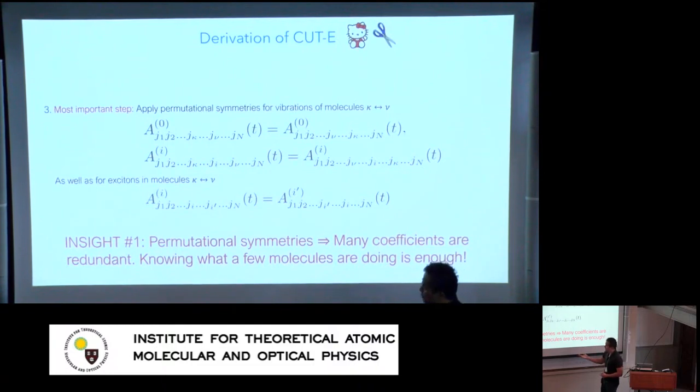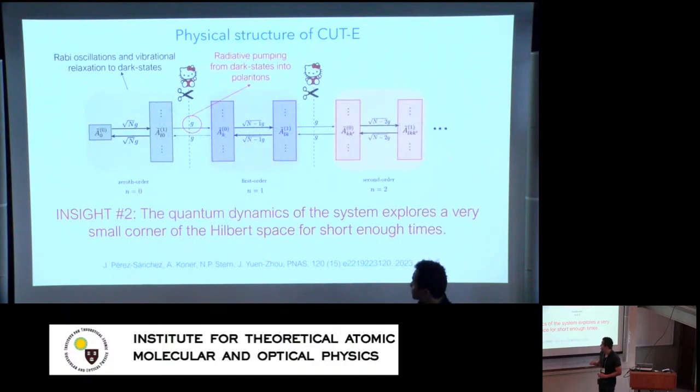And here is the first important step. The important step is to recognize that because all the molecules are identical, and we will leave the restriction of this identicality in a moment, there are a lot of symmetries of the different coefficients of the many-body wave function. If you swap 2 different vibrations or 2 different excitons, you will get the same coefficient. So insight number 1 is that permutational symmetries imply that many coefficients are redundant in this problem. So knowing what a few molecules are doing is enough. And as far as I know, no one has really applied these tricks in the past to solve this problem. So we were very surprised about that.